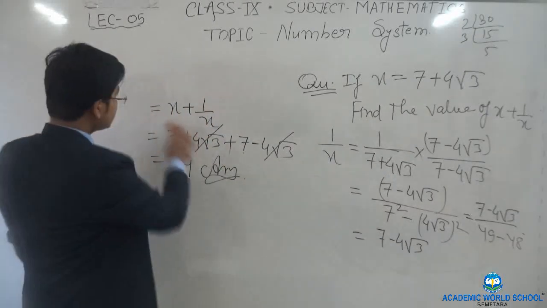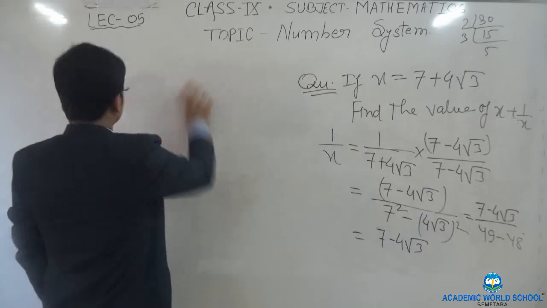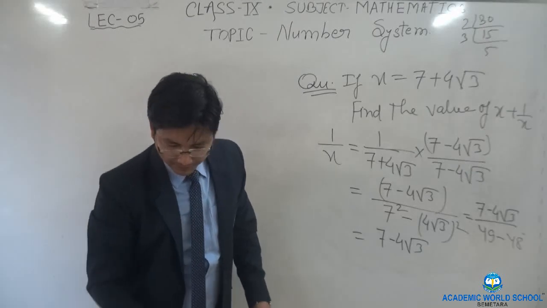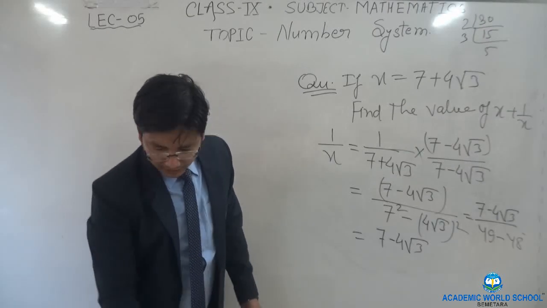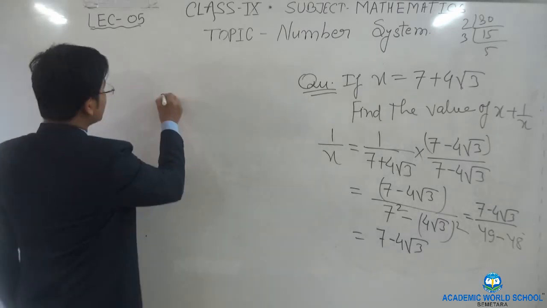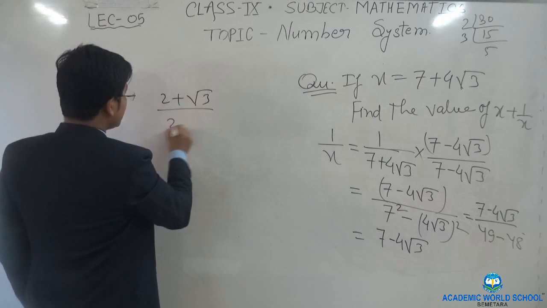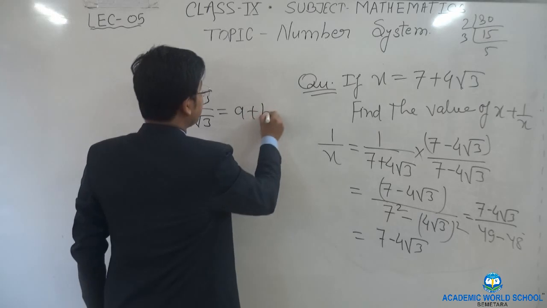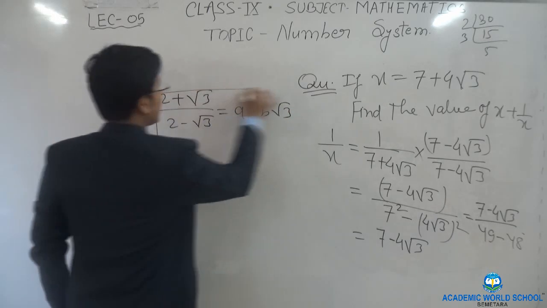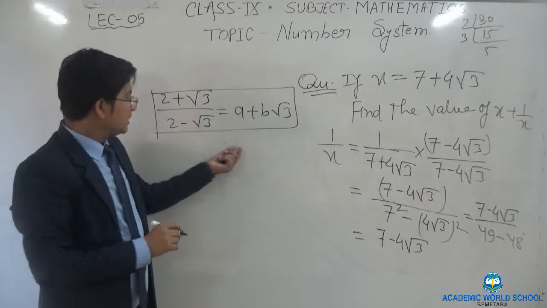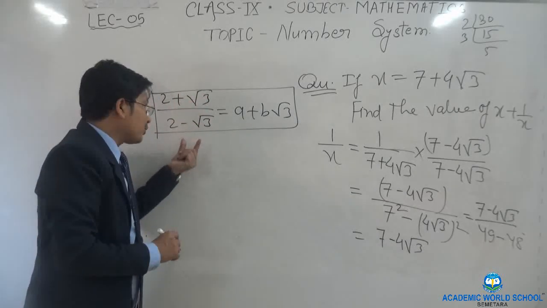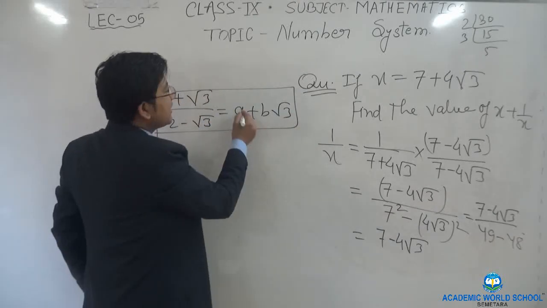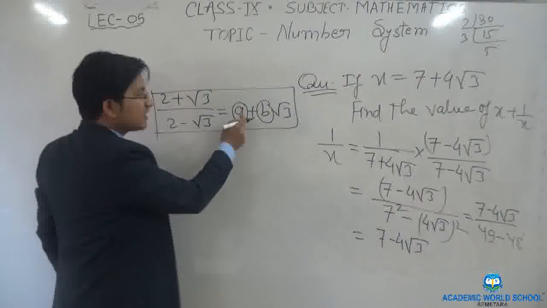Now I am giving you one assignment, one special type of homework: finding the value of a and b. If I write 2 plus root 3 upon 2 minus root 3, and this is equal to a plus b root 3, what do you have to do? You have to rationalize this and get it in this form, compare it with this form, and then get the value of a and b.